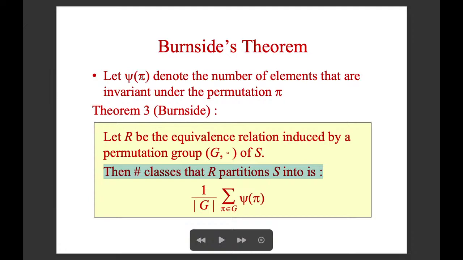We have psi of a permutation pi. It denotes the number of elements that are not changed under the permutation pi. We will have an example soon. We call this the invariance, the number of invariant items in a certain permutation. The number of equivalence classes, of course, we can count by hand, but it is also easy to count by looking at all the permutations in the subgroup G one by one, adding up all the invariants, and then dividing by the number of items in G. You can think of this as the average number of invariants of a permutation.